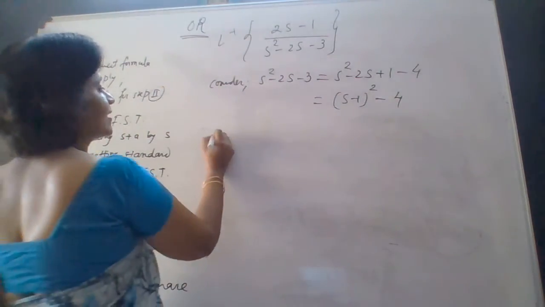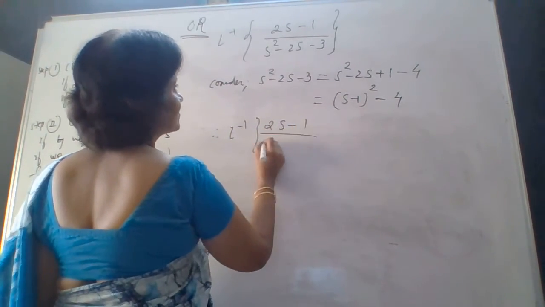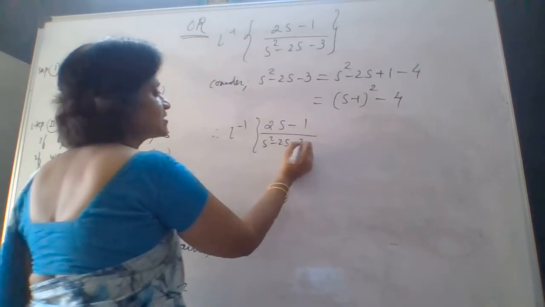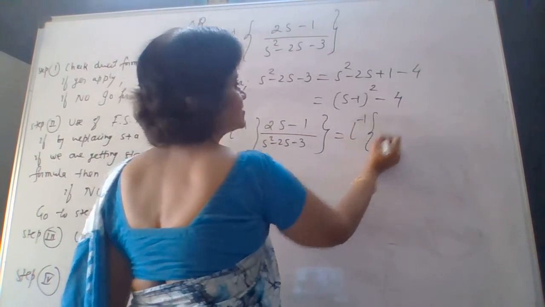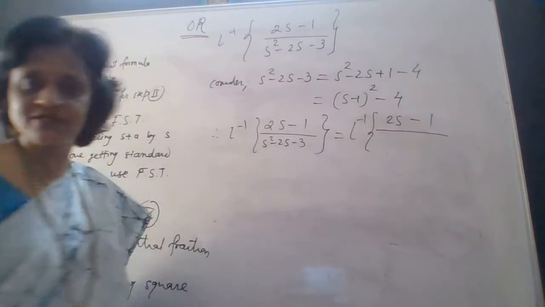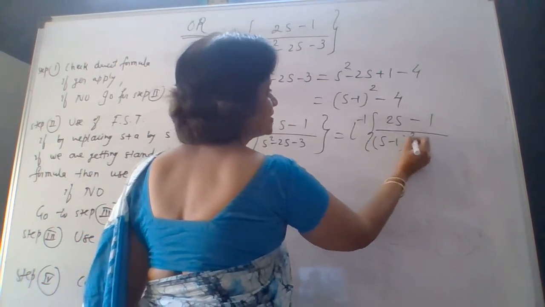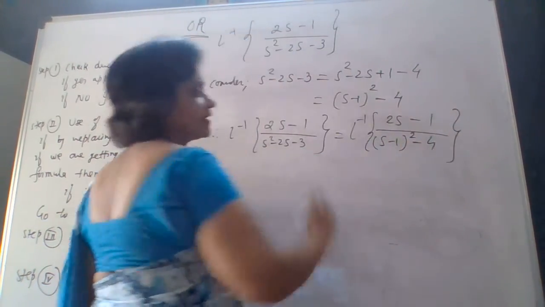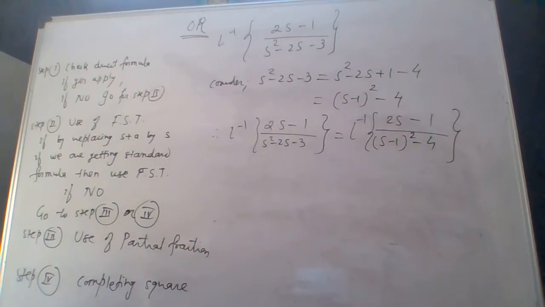So now I can have my L inverse of (2s minus 1) upon (s square minus 2s minus 3). This is nothing but L inverse of (2s minus 1) upon this s square minus 2s minus 3. Now I am replacing it by (s minus 1) whole square minus 4. And can you think over it now?